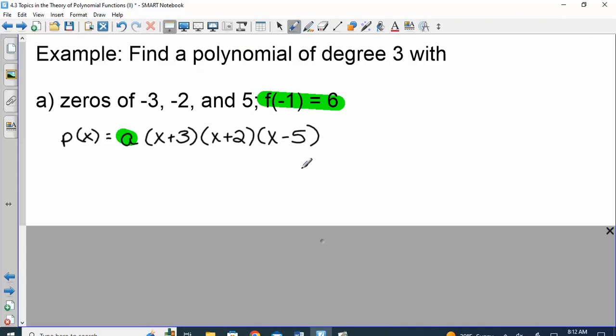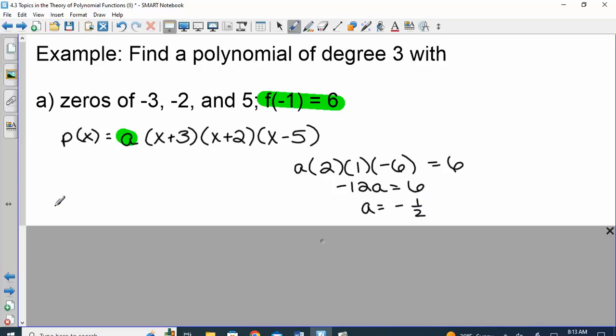So, -1 plus 3, -1 plus 2, 1. -1 minus 5, -6. And this whole thing has to equal 6. This tells me -12a equals 6, so a is -1/2. So my actual polynomial is -1/2 times x plus 3, x plus 2, x minus 5.